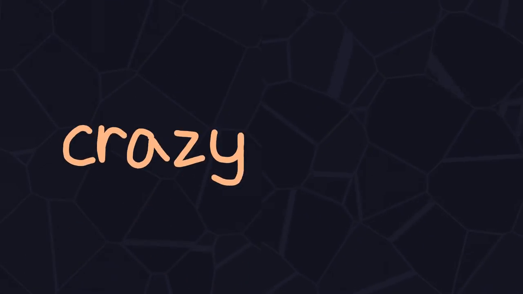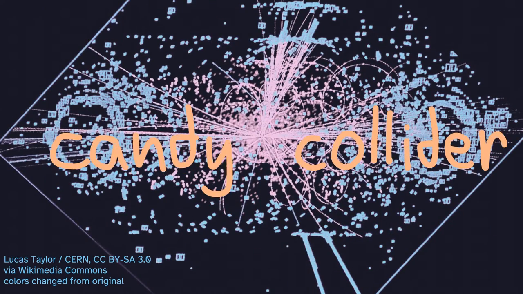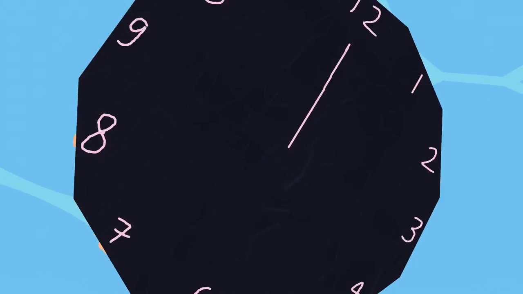And you can just make a CC phrase on the spot, like, I don't know, crazy chicken. And Candy Collider, and... No, I didn't say anything inappropriate. Try to make your own CC phrase.